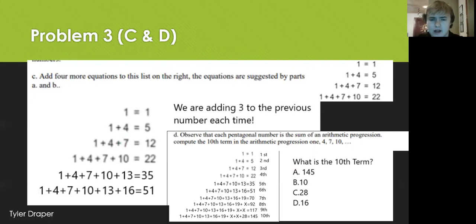Okay, so D. Observe that each pentagonal number is the sum of our arithmetic progression.